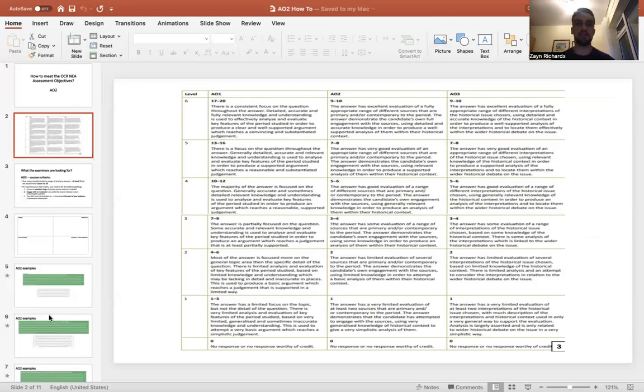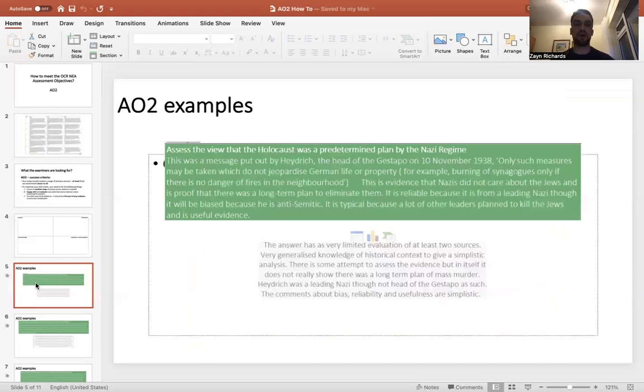So level 6 being the 9 to 10 out of 10. So assume that when you're reading it, this candidate has used just sources like that and has analyzed sources just like that, okay, throughout the answer. So pause the video and then we will talk through the first source.